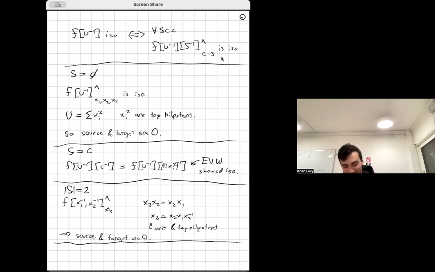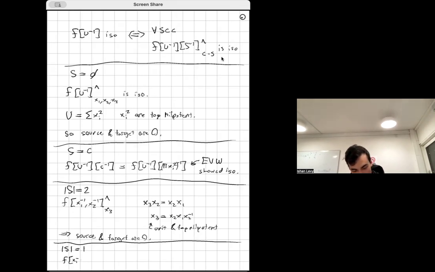Okay, so again, that wasn't so interesting. And the reason is, I was saving the most interesting case for last, which is the case that the size of S is just 1. So in that case, what are we doing? We're looking at this comparison map, and we're inverting a single element, maybe x1, and then we're completing with respect to x2 and x3.